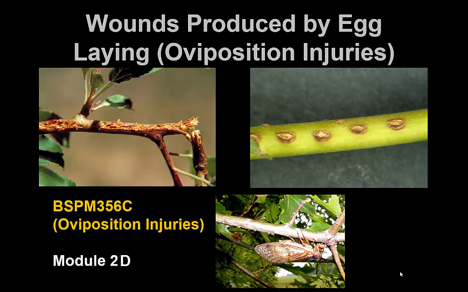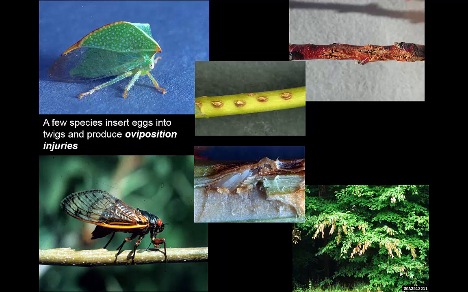One kind of injury you might see to the terminal growth, particularly twigs of trees and shrubs, is caused not by insects that are chewing on them, but instead by insects that are inserting their eggs into this growth and causing them to fracture or be damaged in the course of egg laying. These are oviposition injuries. A few kinds of insects do this, mostly cicadas, treehoppers, and I'll also mention the tree crickets as being the primary ones that can produce oviposition injuries into trees and shrubs.